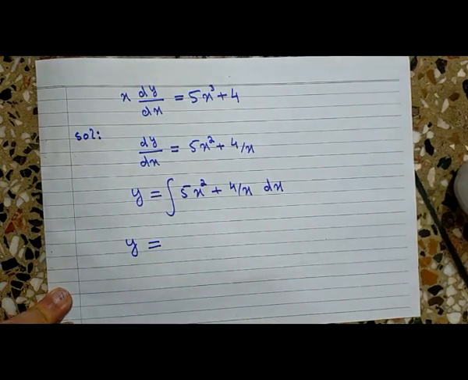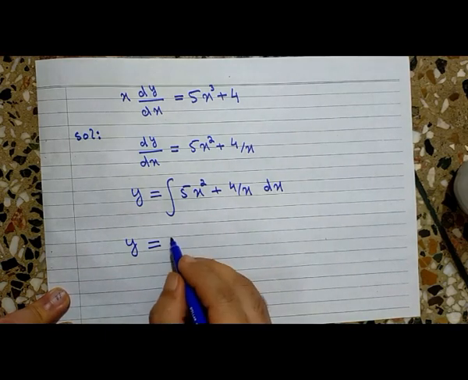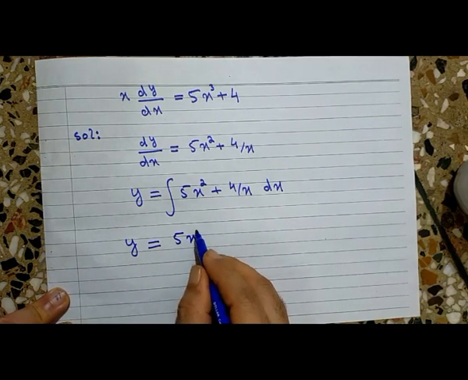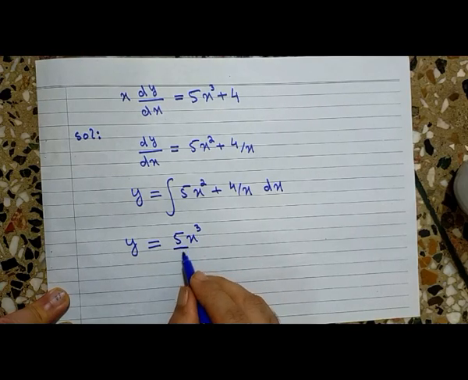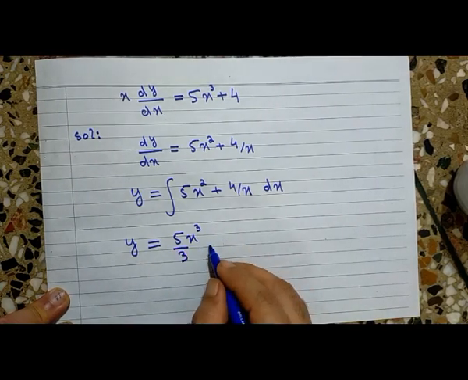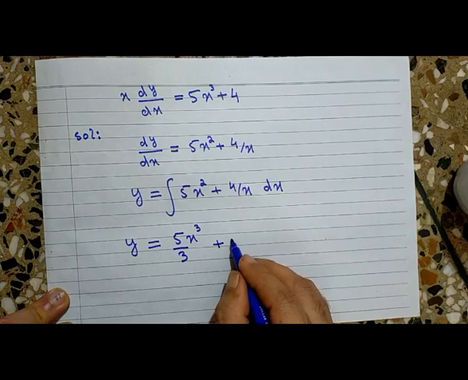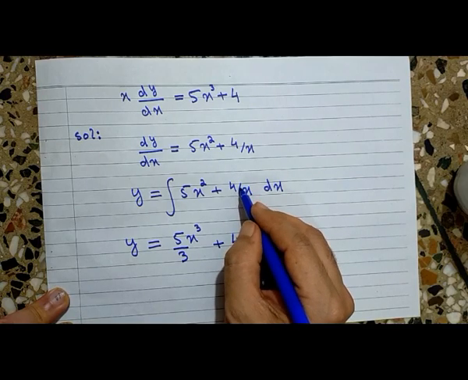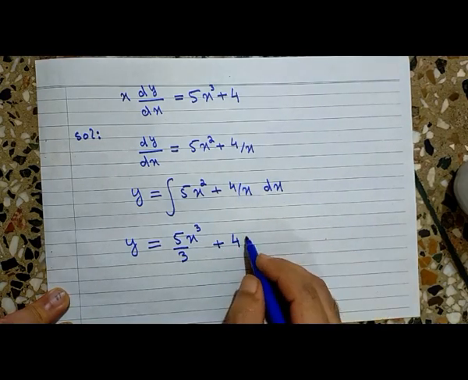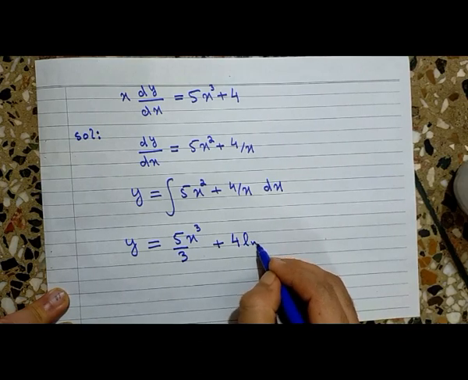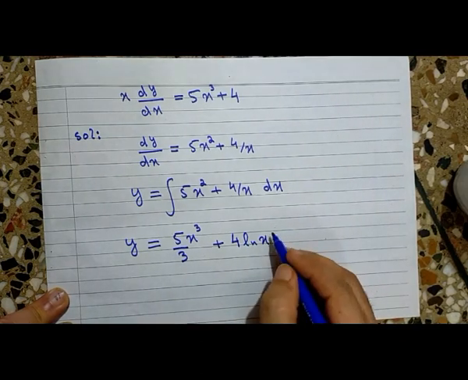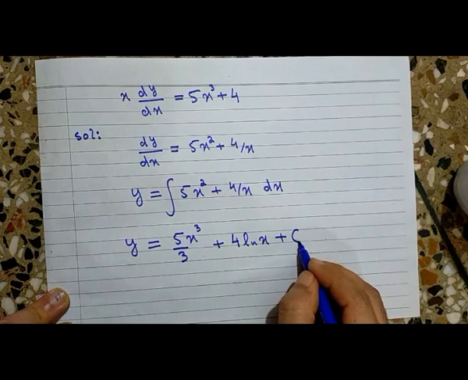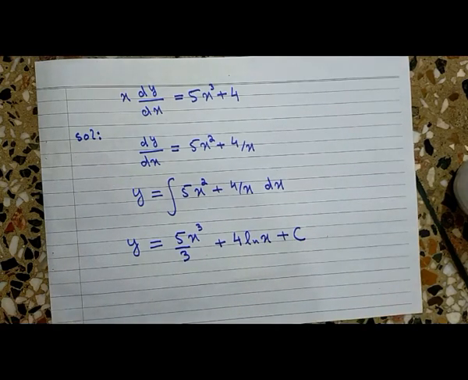Now y will be simply 5x³/3, yes, you're absolutely right, plus 4 times 1 over x. So what will be the integral? The natural log of x, plus c. Very well. You have found the solution quite easily and quite quickly.